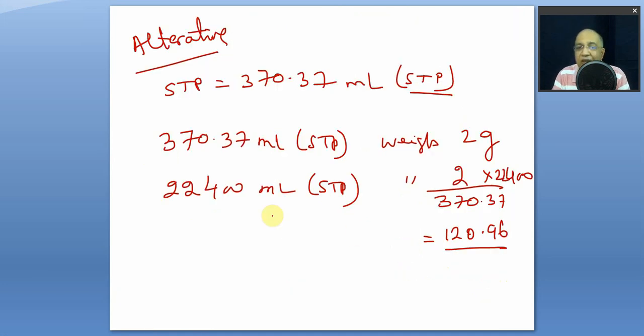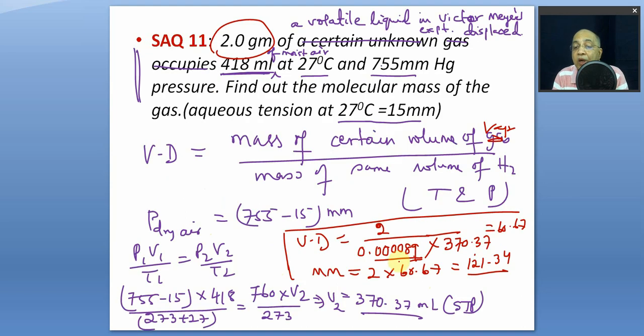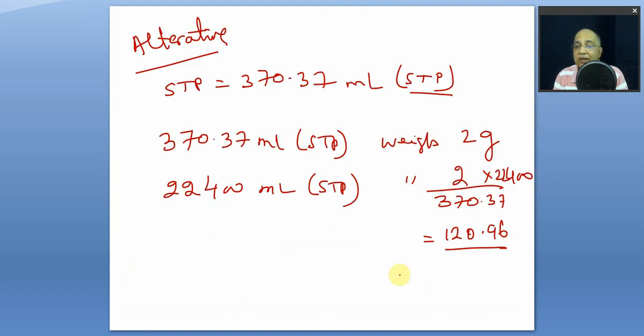If you divide 2 by 22,400, it will not be exactly 0.00089. It will be a little different, maybe 889. Since you are using a rounded off figure, the two values will be slightly different, because the density 0.00089 doesn't match with this. So about 2 gram of hydrogen occupies this.